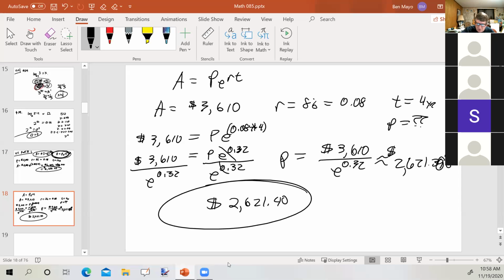Okay, because we're going backwards, we know we had this much at the end. We had the 3610 at the end. This is how much we started with to the nearest cent. Okay with that?